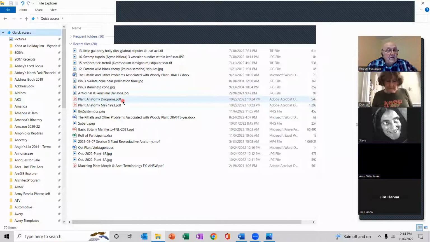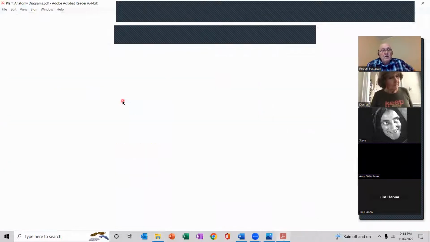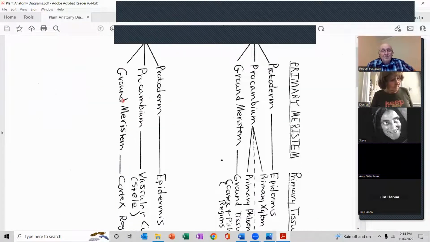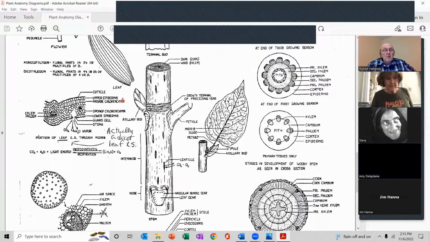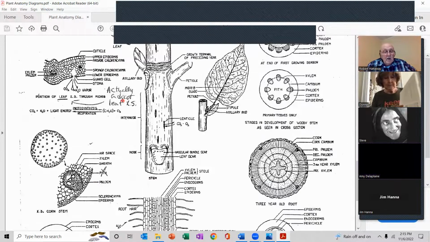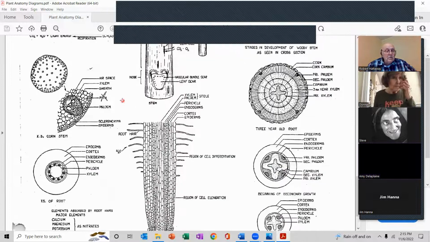I think these plant anatomy diagrams will be part of it. Okay. All right. What do you call this structure right here? That's a vascular bundle. And a vascular bundle is basically a vein, and that's one in the stem.